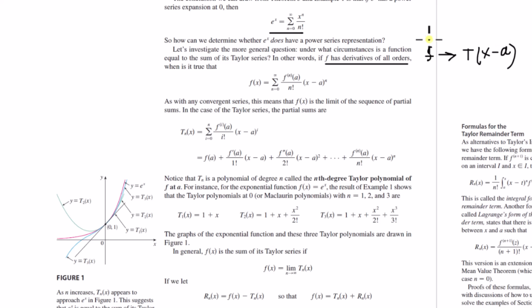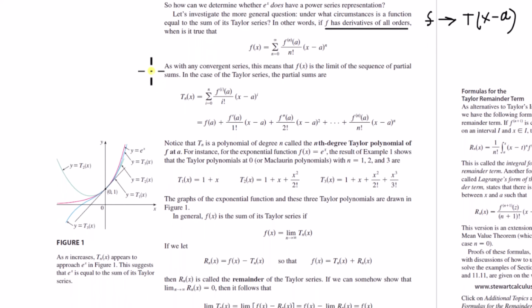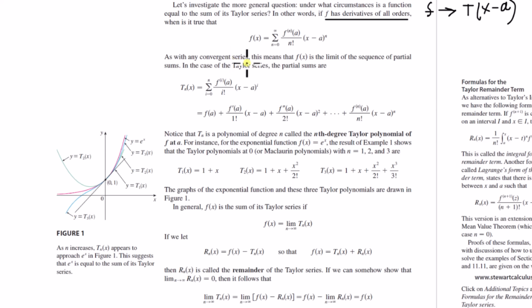If a function can be represented as a Taylor series with no issues, so it has infinite derivatives, then when is it true that this is the case? Now they switch to the perspective of, as with any convergent series, f of x being equal to the limit of the sequence of partial sums. What they're saying here is that they're just redefining this, is all they're doing.